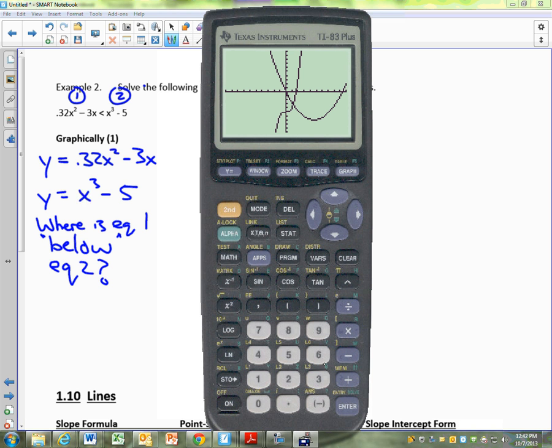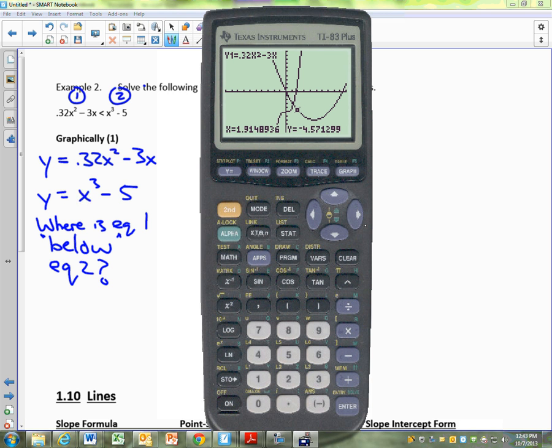Cool. So I press trace, and I find myself right here, okay? You guys tell me, is my cursor on the first equation or the second equation? First equation. Am I above or below the other equation? I'm above. So I got to find where I'm below. Am I above or below? Still above. Above or below? Still above. How about now? Now I'm finally below. This equation is now below the other one.